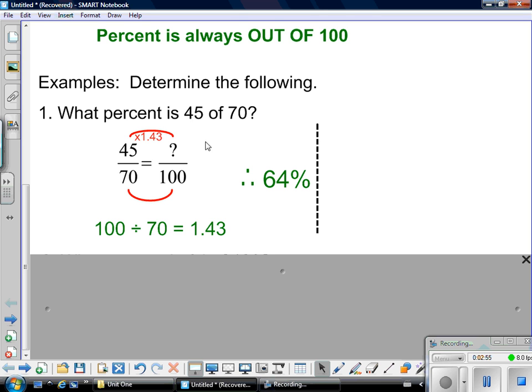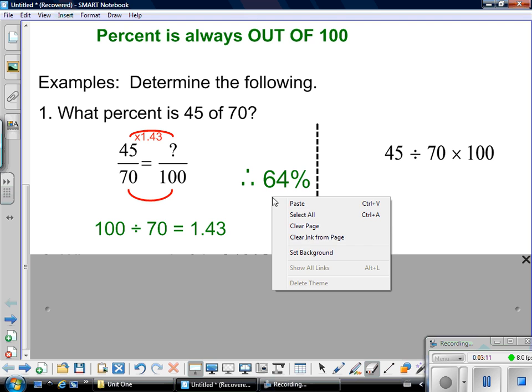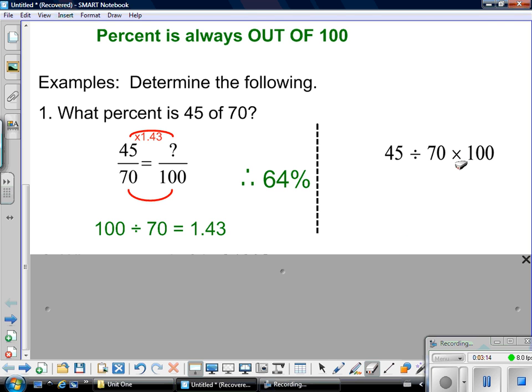An easier way would be to take the 45, divide it by 70, and then multiply it by 100. Depending on the type of calculator you have, it will do that for you. So 45 divided by 70 times 100, and again, you will get 64%. Obviously, if I look at the two different ways to do it, this way is a lot faster. So I take the number, divide it by what it's out of, and then multiply by 100.